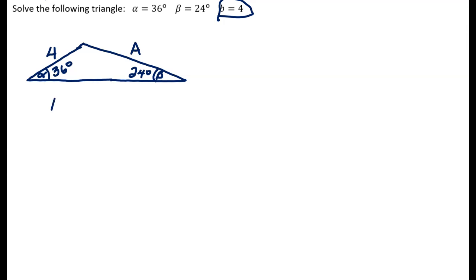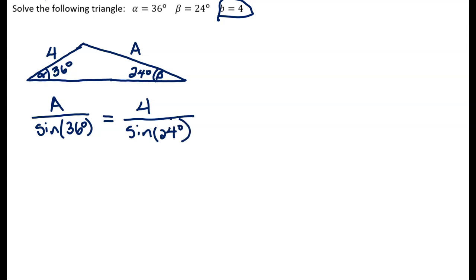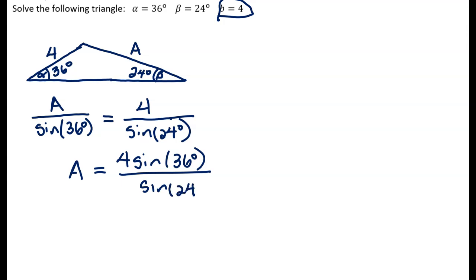So I could say A over the sine of the angle opposite, A over sine 36, is equal to B, which was 4, over sine 24 degrees. And to solve for A, I'll just need to multiply both sides by the sine 36. And then this becomes a technology question.